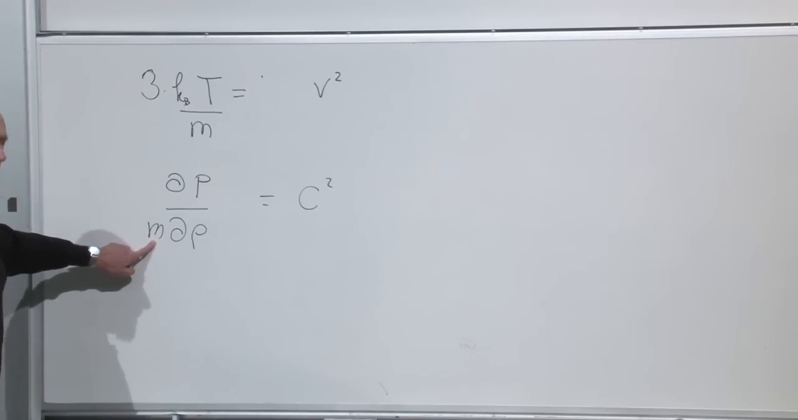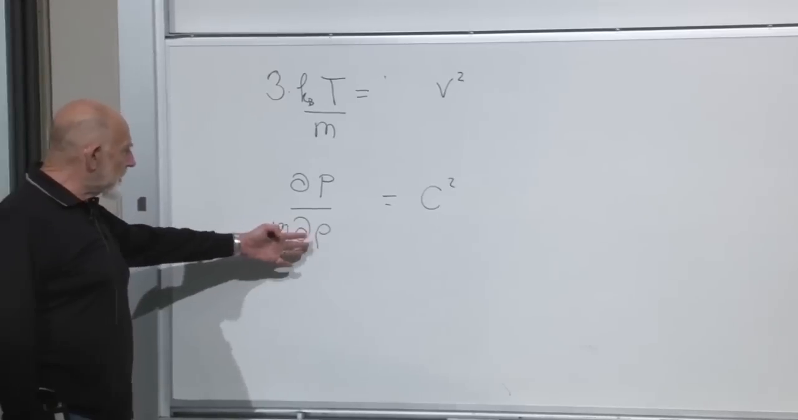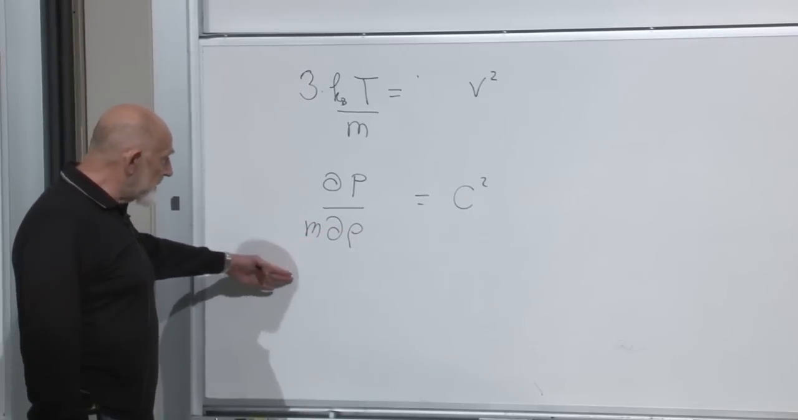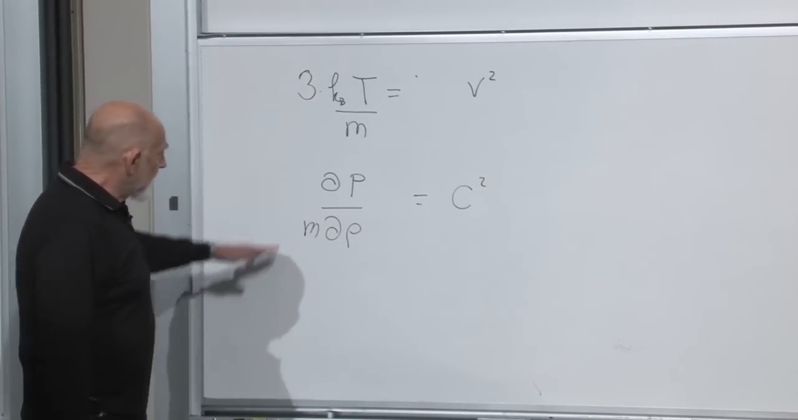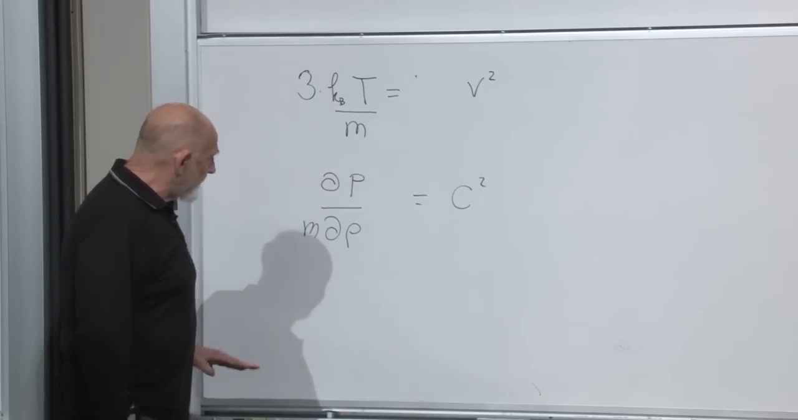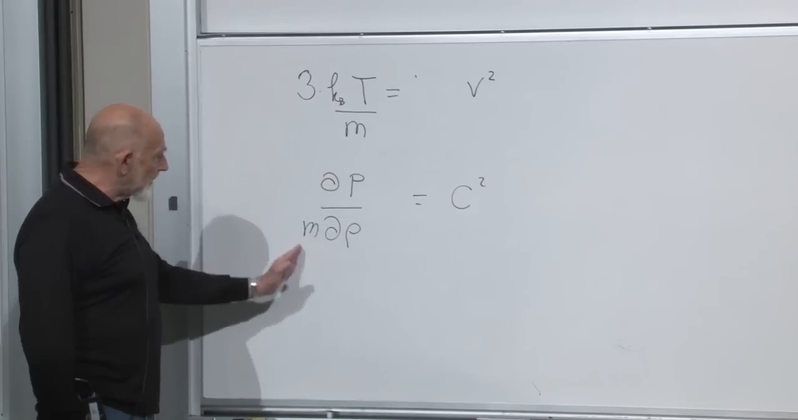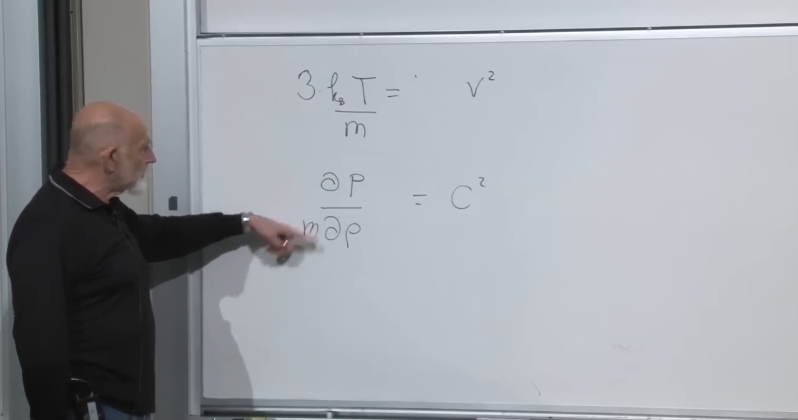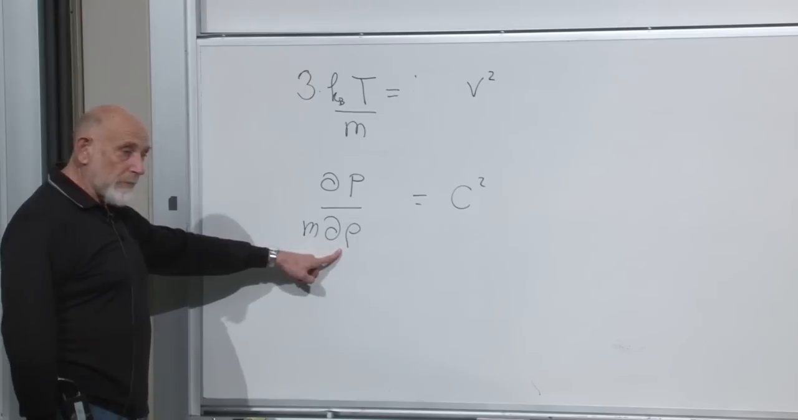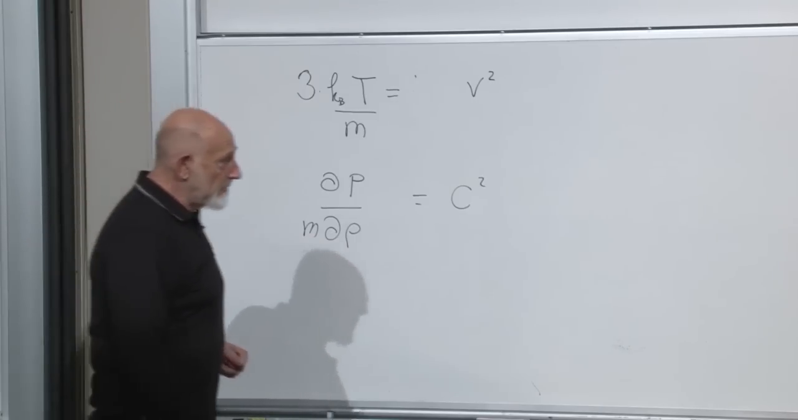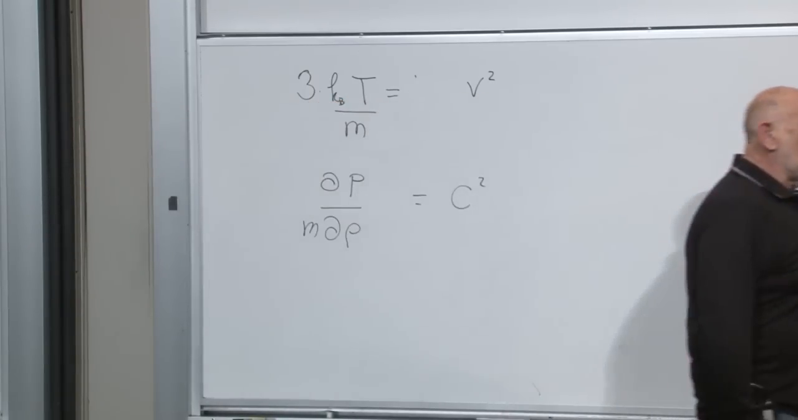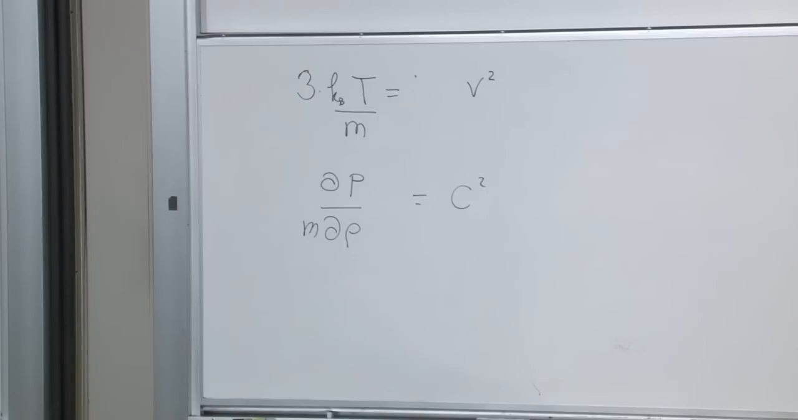Mass of the individual particle times the density of particles is the mass density. So the standard formula for the square of the speed of sound is the derivative of the pressure with respect to the mass density, which is the same as the derivative of the pressure with respect to the particle density divided by the mass. Let's see what the ideal gas formula has to say about this.